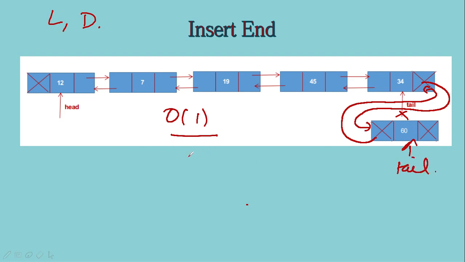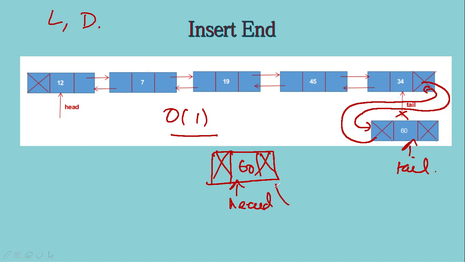The only exception case that we have to consider is when the list is empty. When the list is empty and we are doing insert, we will create one node and this will be the only node in the doubly linked list. So both head and tail should point to this node.